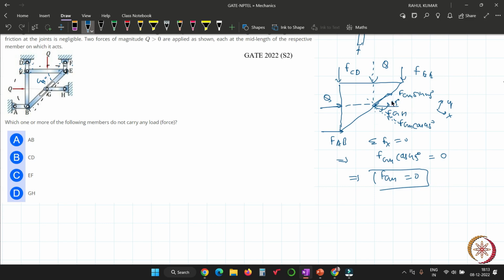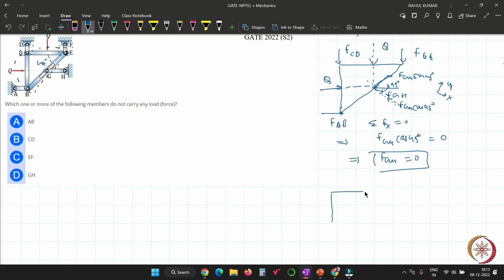Now I will talk about the other forces. Now I can easily remove this force. I will create another FBD such that we will not show any force of GH.